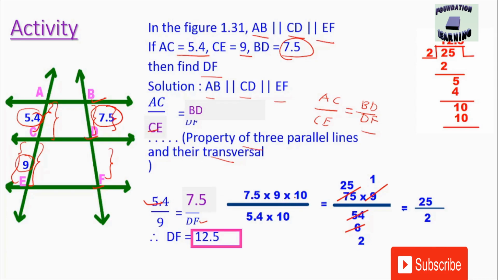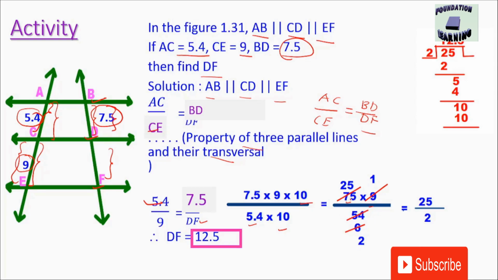Then I multiplied by 10 in order to remove the decimals on both the sides, that is on the numerator as well as the denominator. So what we got? 7.5 into 9 into 10 upon 5.4 into 10. So after removing the decimal, we got 75 into 9 upon 54.